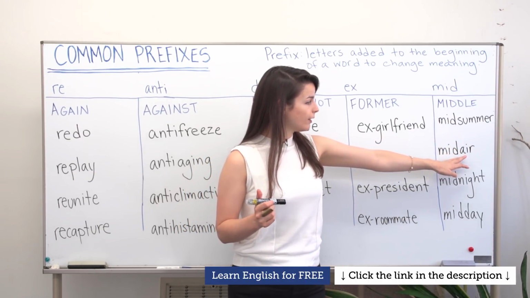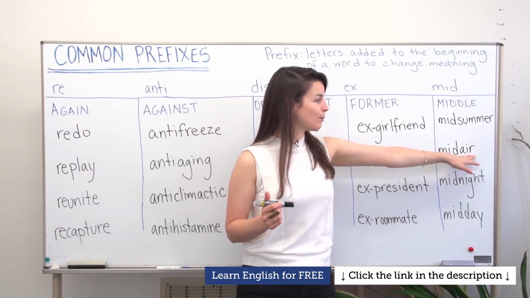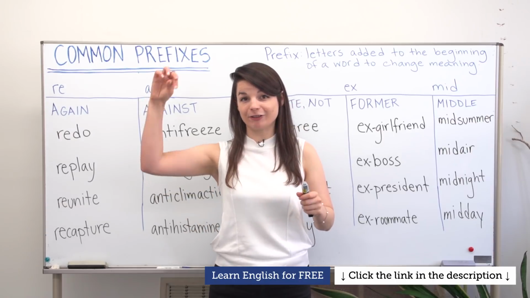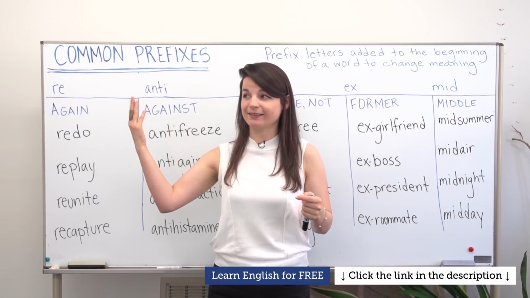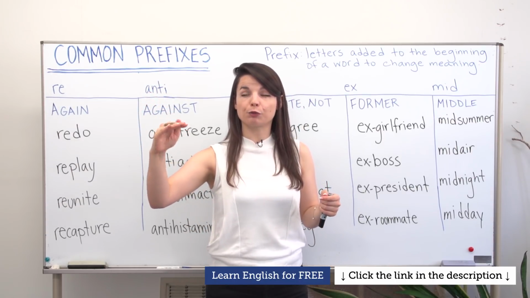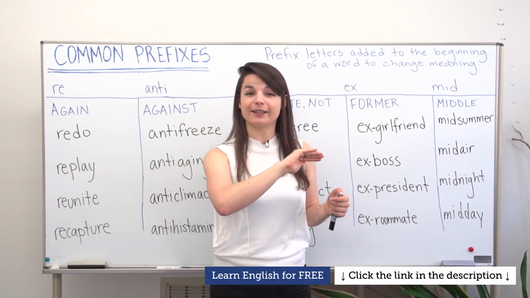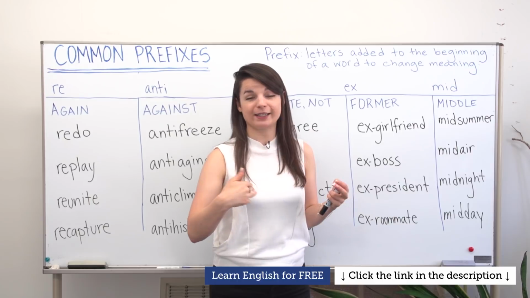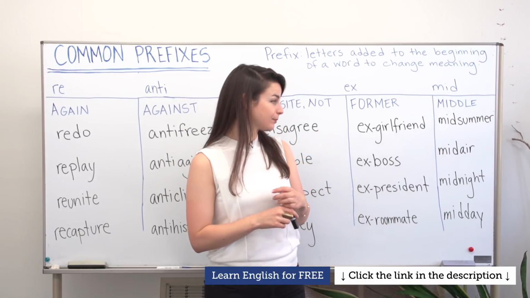Okay, another example is mid-air. The base here is air. Mid-air is used for something that is flying. So for example, planes as they fly are cruising mid-air, for example. Something that is in the air. It is in the middle of the air. We say mid-air for that.